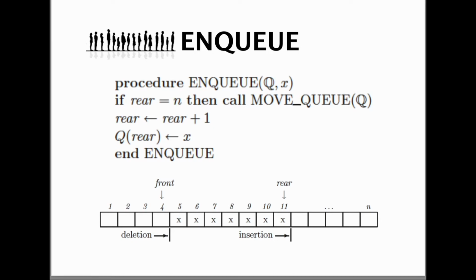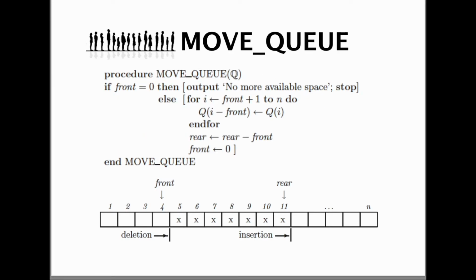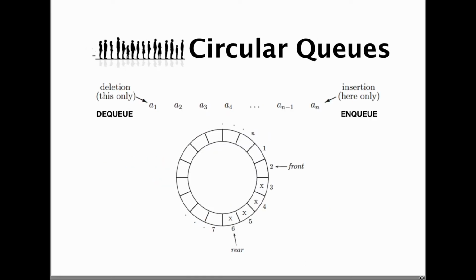So how exactly can we implement the move queue? Okay, so here's the procedure. What it does first is to check whether the front is 0. And if that's the case, there's no need to move the queue because there is no space. Otherwise, we move each element of the queue to the leftmost side of the straight queue. So the running time of this move queue procedure is in theta n or in linear time. So imagine if we always need to do this. Right? So the second variant of the queue array implementation solves this problem by using a circular queue.